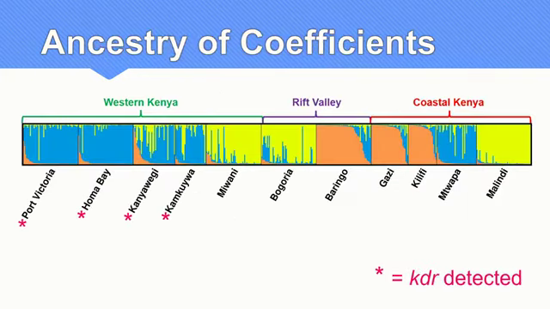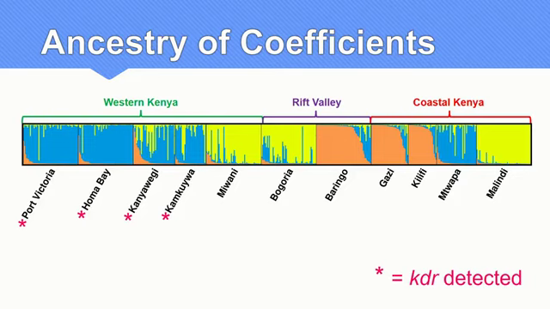Okay, so here we have some results. These are the results of the structure analysis, where each individual bar represents one mosquito, and mosquitoes are grouped by the site in which they were collected, as well as the region they were collected in. And the different colors, yellow, orange, and blue, represent different likely ancestral populations.